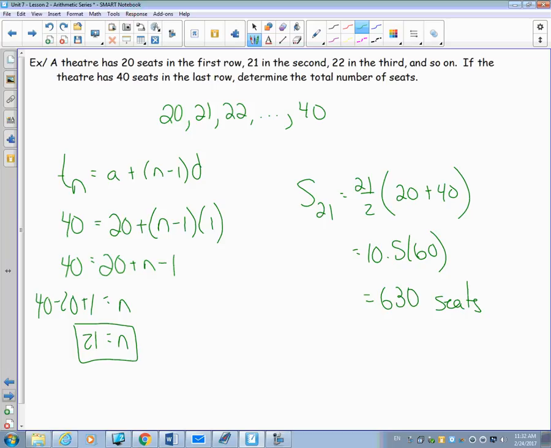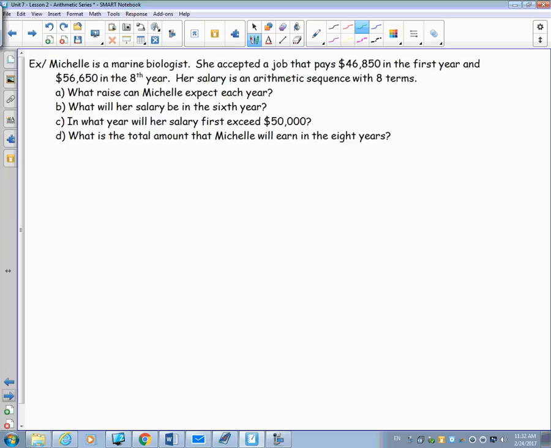Okay, last one. Some simple ones today. So we got Michelle. She's a marine biologist. She accepted a job that pays her $46,850 in the first year and $56,650 in the 8th year. Her salary is an arithmetic sequence with 8 terms. What raise can she expect each year?